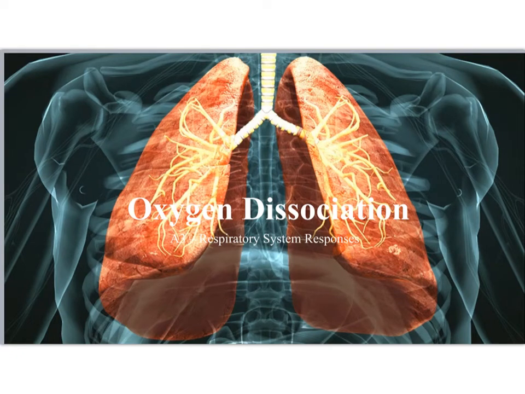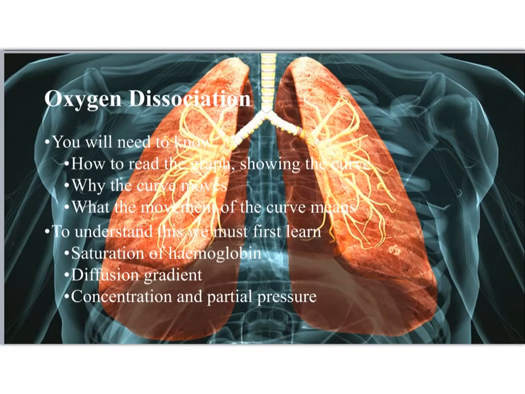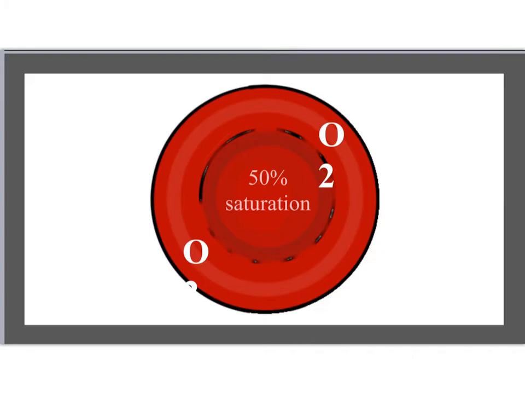Hi, this is video 3 of 3 for the respiratory system responses, section A. So we need to look at how to read the dissociation curve. We need to look at why the curve moves and how the curve moves and what the movement means in terms of oxygen dissociation. To understand that, we've got to look at saturation of hemoglobin, diffusion gradient and concentration and partial pressure.